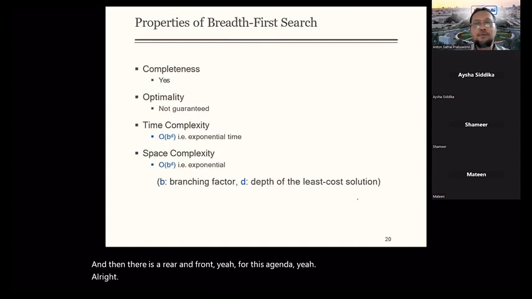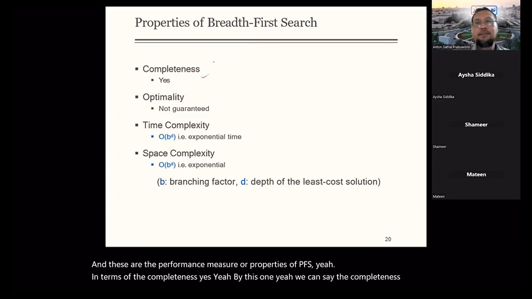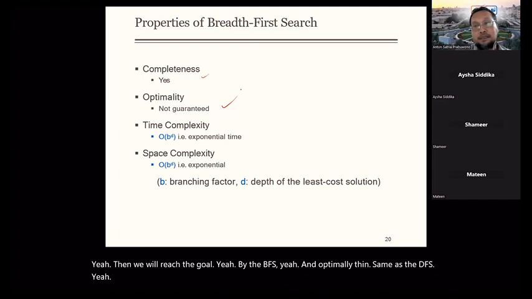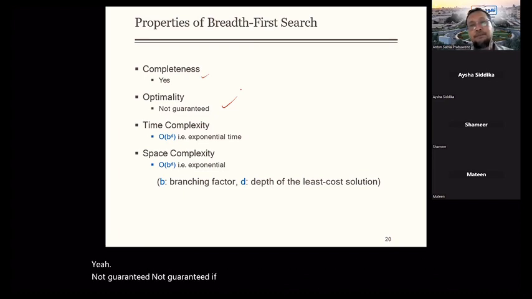And these are the performance measures or properties of BFS. In terms of completeness, yes. Then we will reach the goal by BFS. And optimality, the same as DFS, is not guaranteed if this algorithm is optimum.